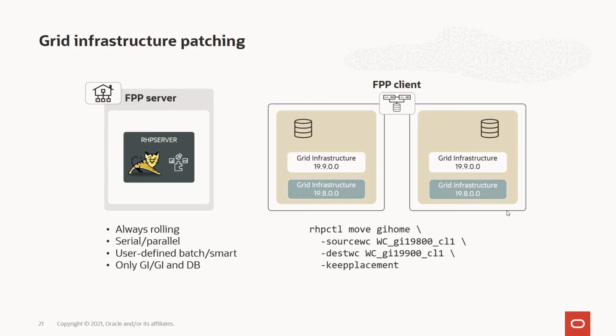Okay? And we can also specify what we call the smart move that does FPP server. So we specify a level of availability that we want to guarantee. For example, we can say, I always want to have 50% of our nodes available in the cluster. And FPP will automatically divide the nodes in different groups and make sure that this percentage of availability is respected and patch accordingly.